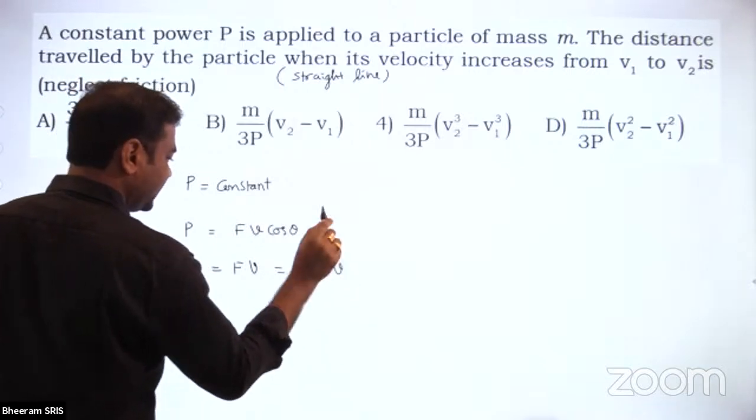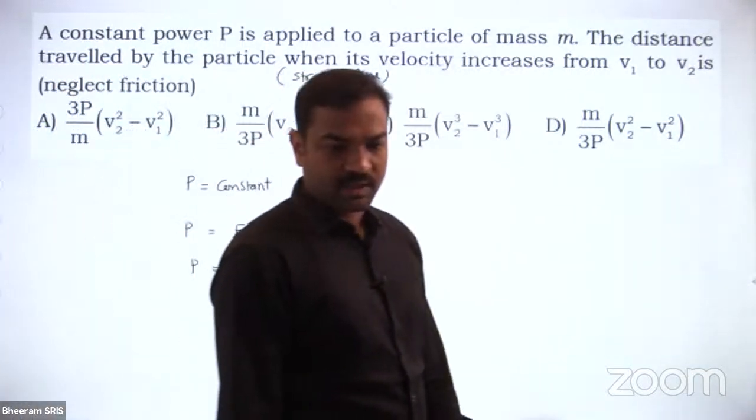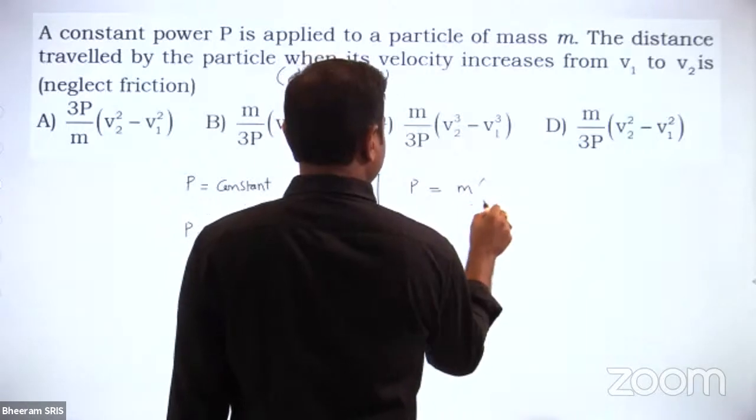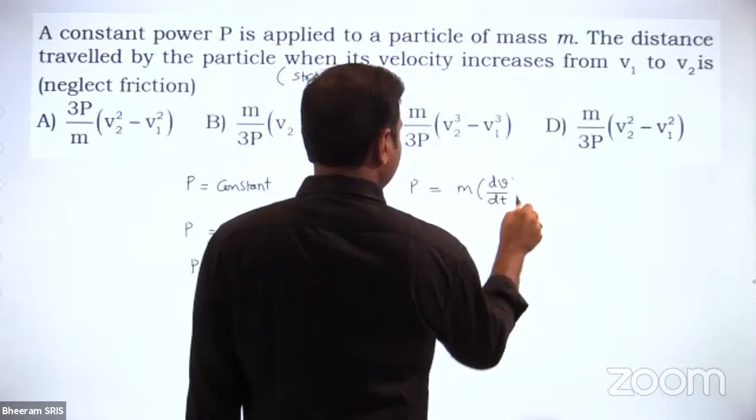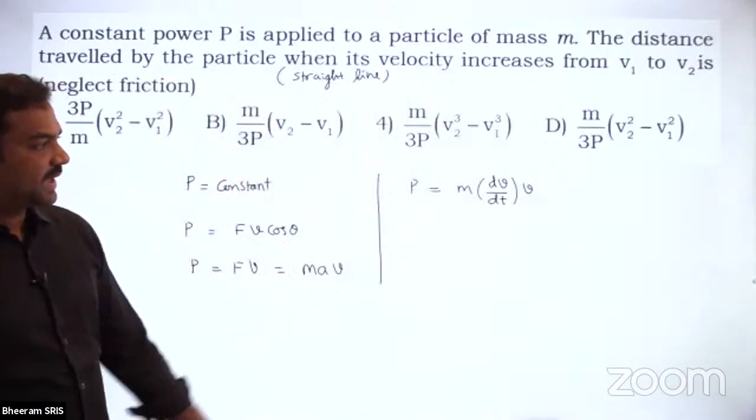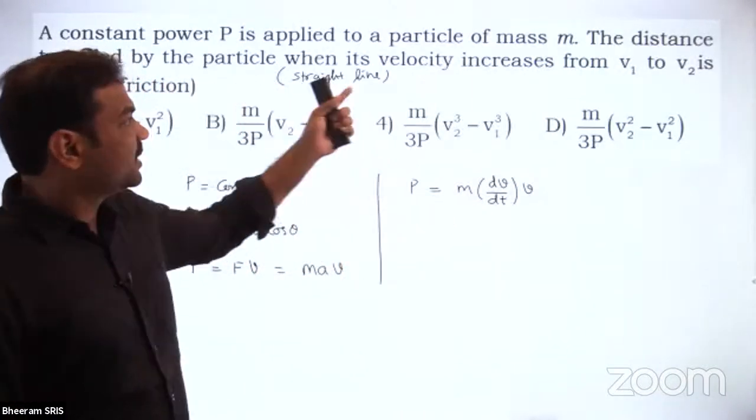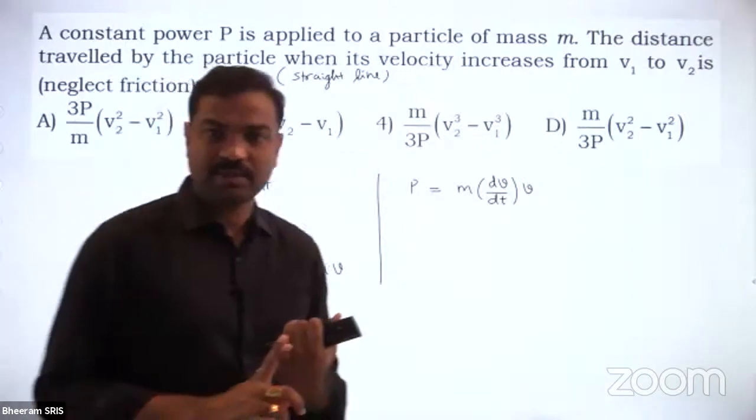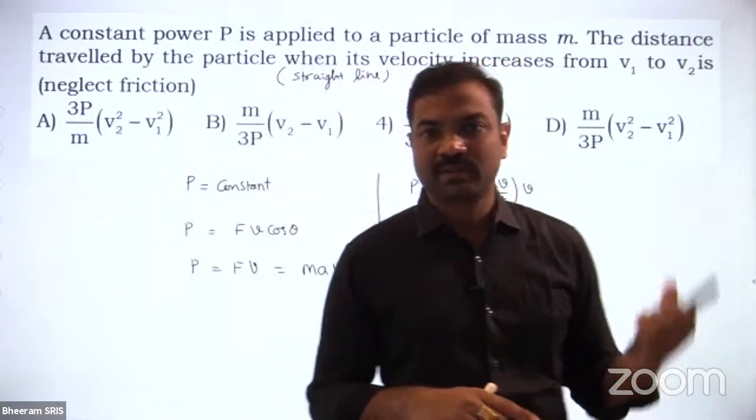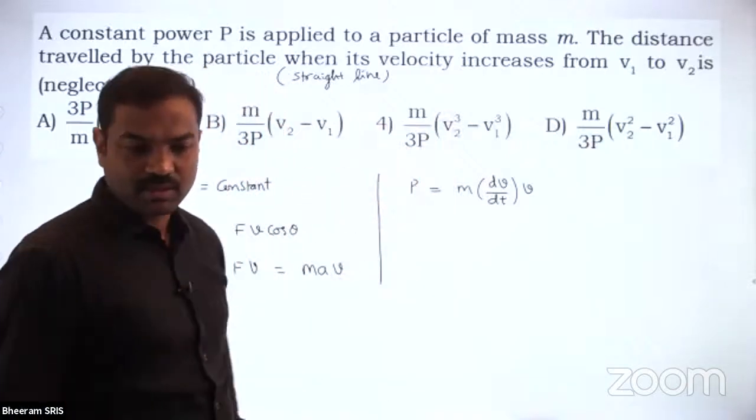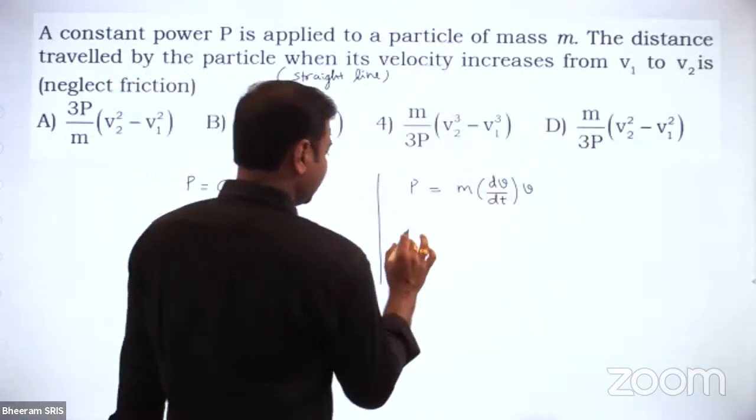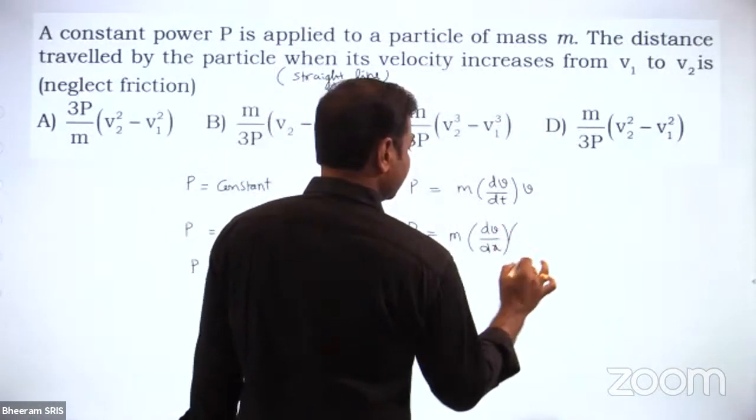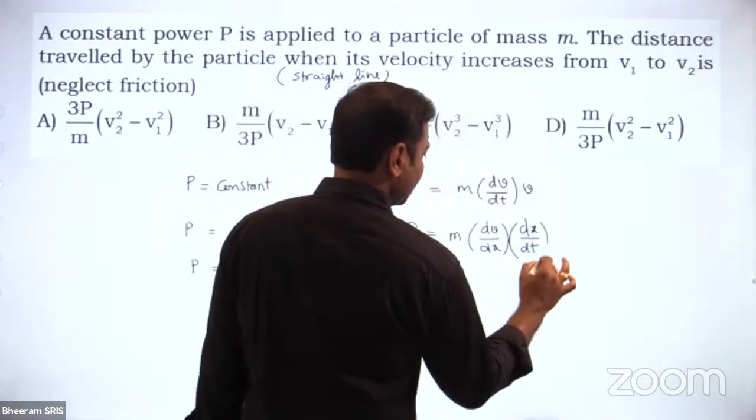F is nothing but m a, so P is equal to m a into v. Now P is equal to m into dv by dt, into v. But time is not required. We require the distance or displacement traveled when velocity increases from v1 to v2. So displacement and velocity should be there, but time is not required, so we have to eliminate the time value. To eliminate time, power is equal to m into dv by dx into dx by dt, chain rule.